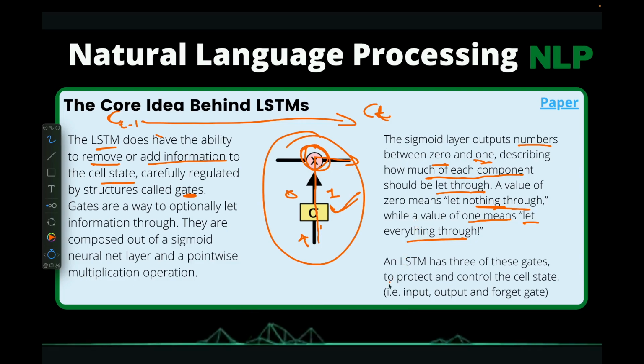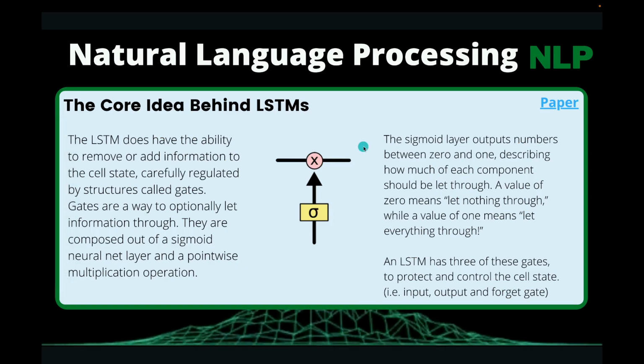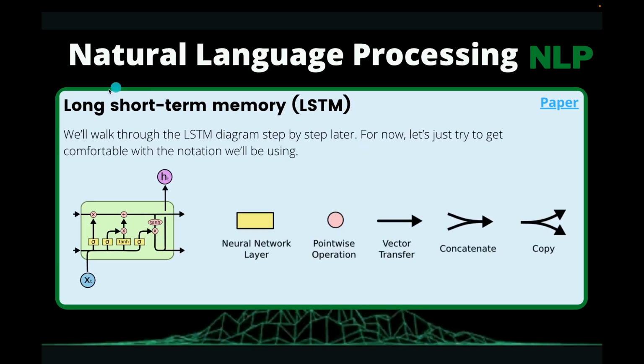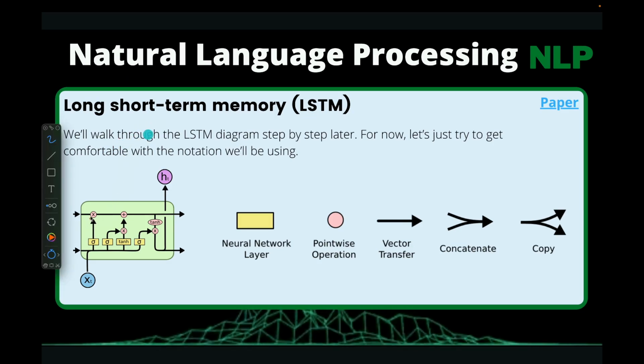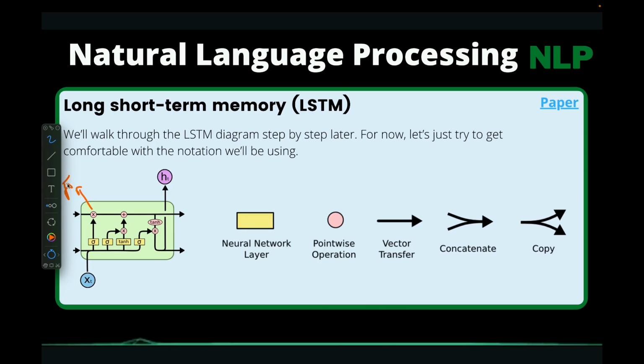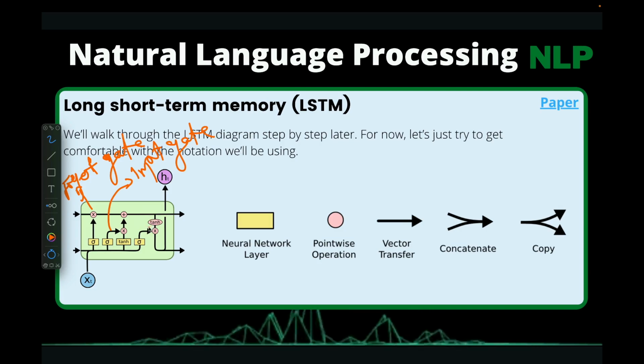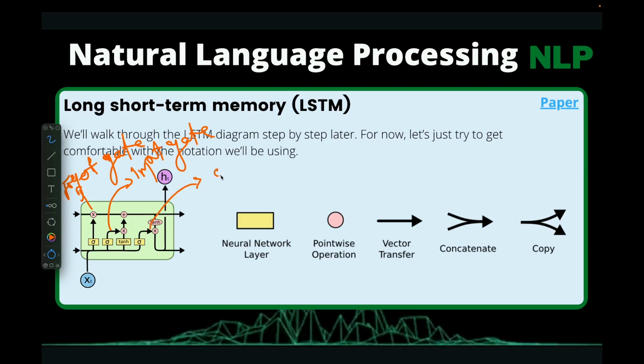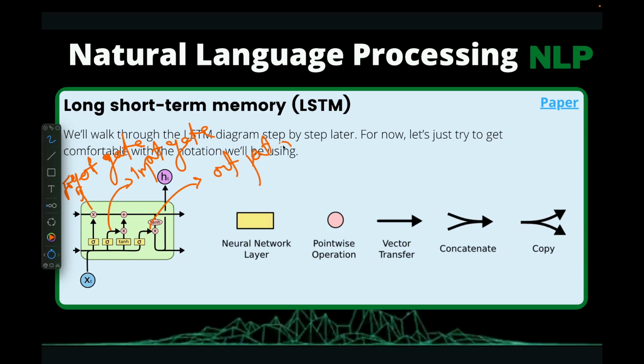Now, an LSTM has 3 of these kinds of gates: the input, the output, and the forget gate. Let me go back here and show you all the gates. Here the first one is the forget gate. Then we have this one, the input gate, and then we have the output gate over here.